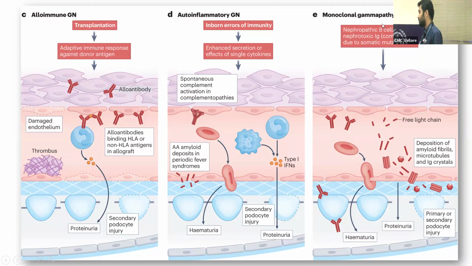And finally, there is abnormal deposition of abnormal proteins itself, like monoclonal gammopathy related. It can deposit as amyloid fibrils like AL amyloidosis, or it can present as MIDD, monoclonal immunoglobulin deposition disease, or sometimes proximal tubulopathy also.